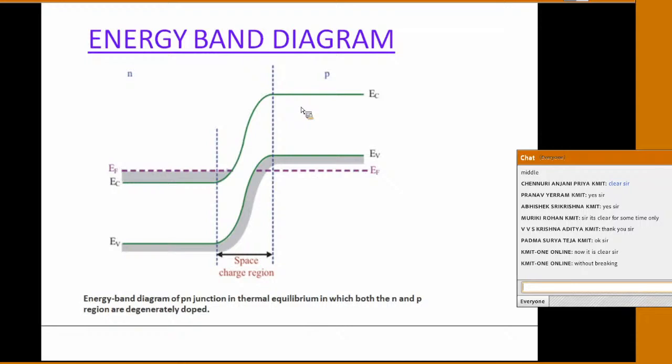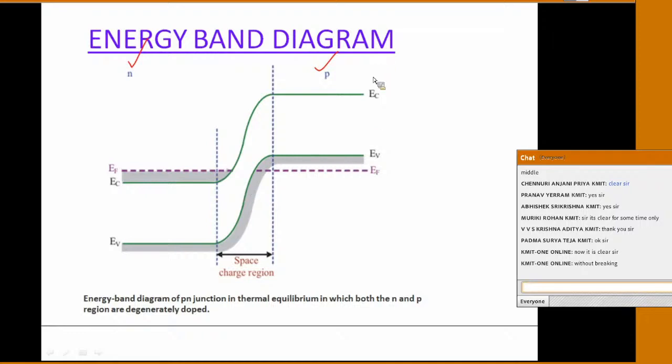Now see the band diagram. This is a simple energy band diagram in thermal equilibrium, in which both N and P regions are degenerately doped. I am taking the N side here and this is your P material. In the N material, this is your conduction band and valence band. In the P type, this is your valence band and this is the conduction band.